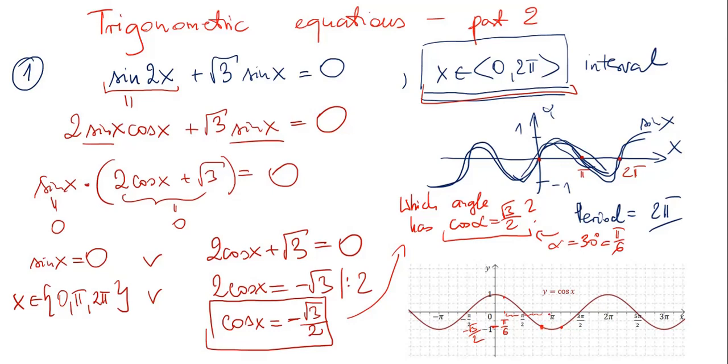So this one will be pi minus, and now take a look, because this small one, let's say one distance is pi over 6, so it's pi minus pi over 6, and this one will be pi plus pi over 6, right? Okay, let me just take a look. Is it correct? Fine.